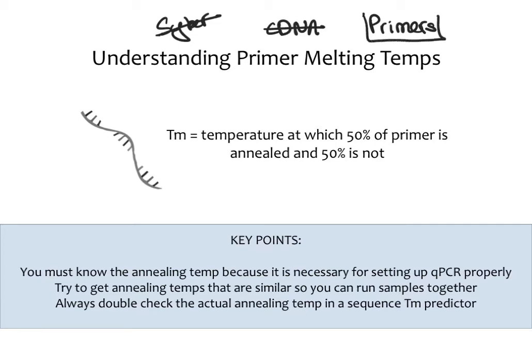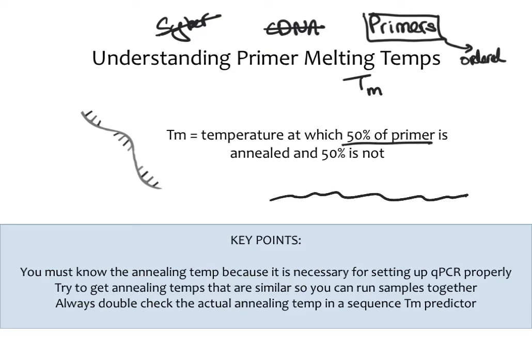So the next thing to understand really well is the primers, because these need to be ordered, and they need to be ordered with certain specifications. So the first thing to understand about primers is primer melting temps, otherwise known as TMs. These are the temperatures at which 50% of the primer will be annealed and 50% will not be. So if this is your long DNA strand here, then 50% of your primers will be annealed like this, and 50% will be off in the world somewhere.